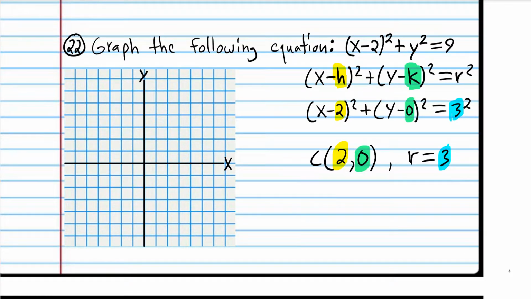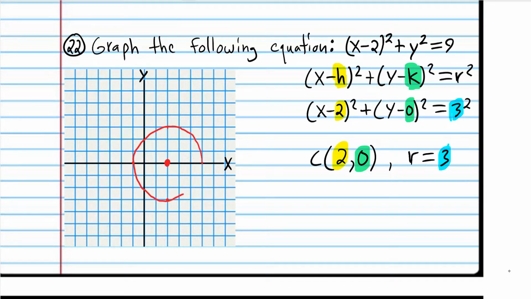So the center is 2, 0, that's here. And we know the radius is 3, so we can count out 3, 1, 2, 3. And 1, 2, 3. And 1, 2, 3. And 1, 2, 3 to the left. And then we can just connect the dots.